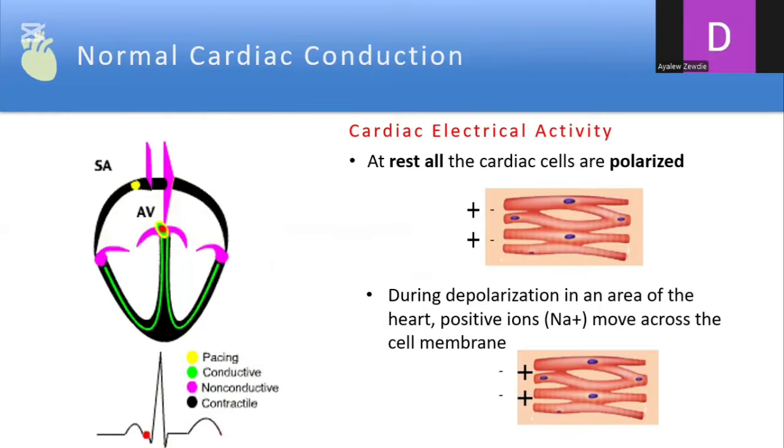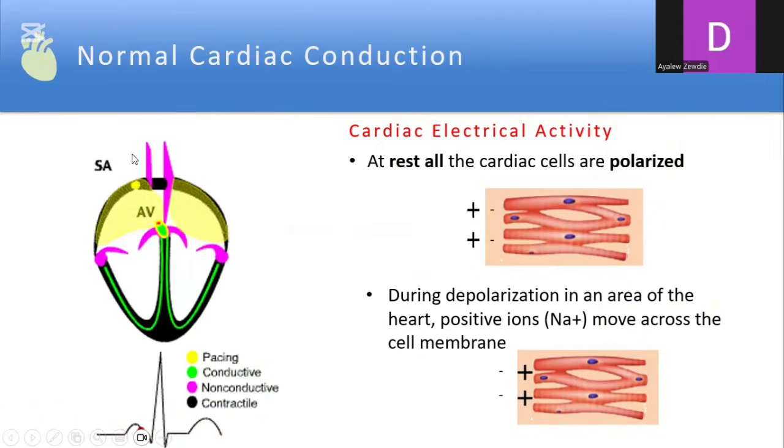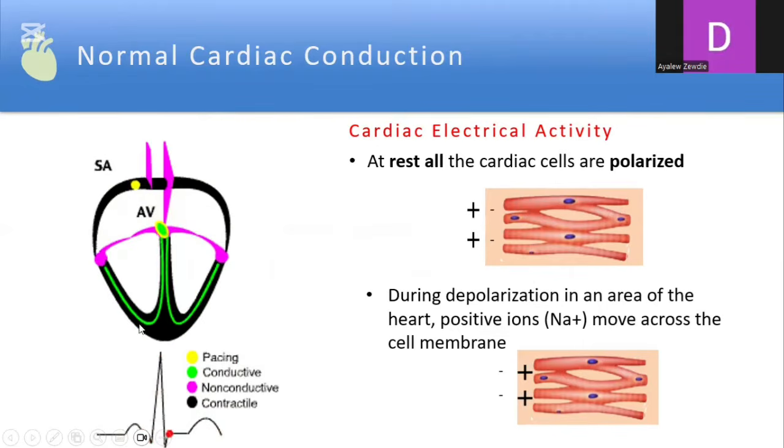During normal cardiac conduction, the electrical cells are polarized. When there is excess sodium entry into the cell, they become depolarized. So the pacemaker initiates the impulse from the SA node, and then it passes to the AV node, and it goes to the Purkinje fibers, then to the contractile muscles.